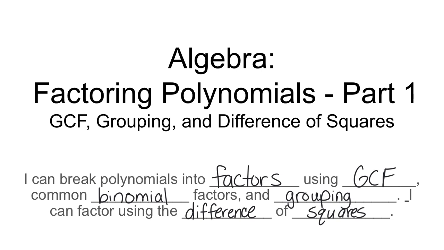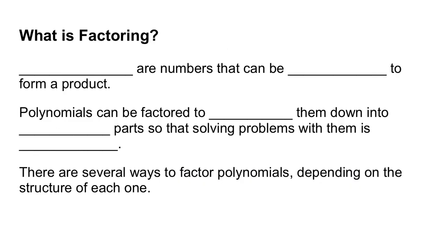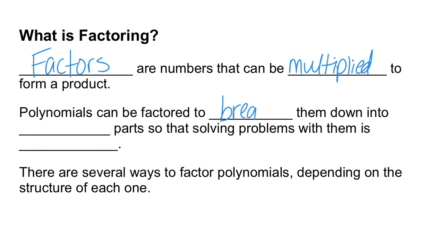All right, so let's get into this. Factors are numbers that can be multiplied to form a product. We just said that. Polynomials can be factored to break them down into smaller parts so that it makes it easier to solve problems with them.